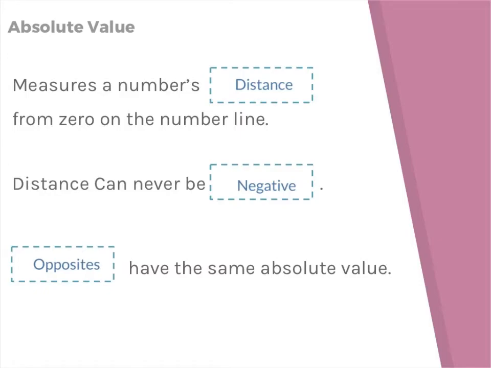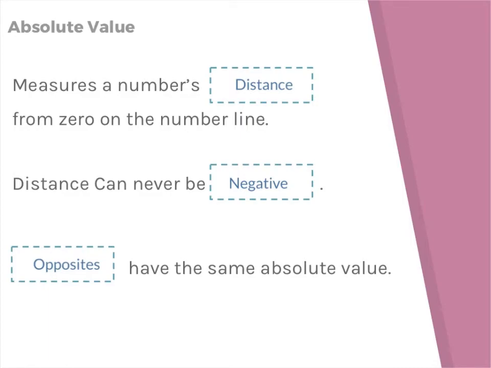So remember, distance can never be negative. You can never go negative 4 miles somewhere. When you go to school 5 miles and then you go home 5 miles, it's still going home 5 miles. It's not going home negative 5 miles. And opposites have the same absolute value because of the same distance from 0.